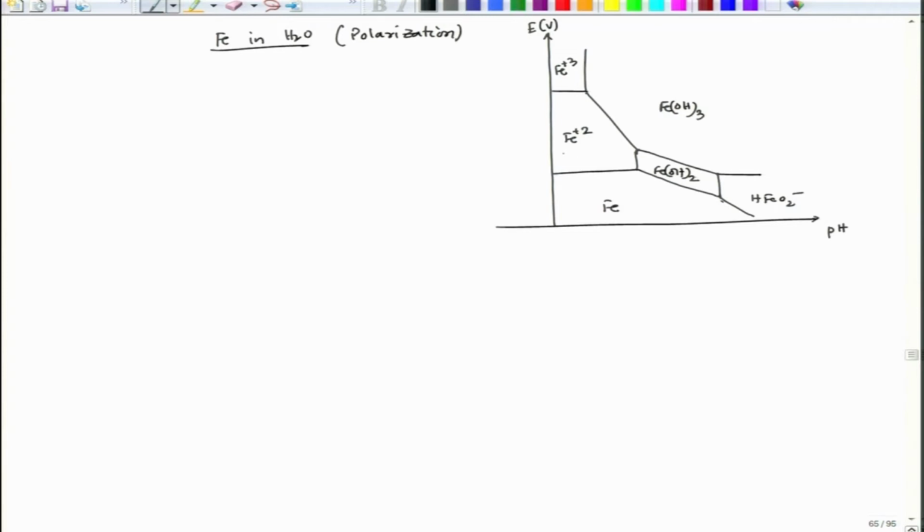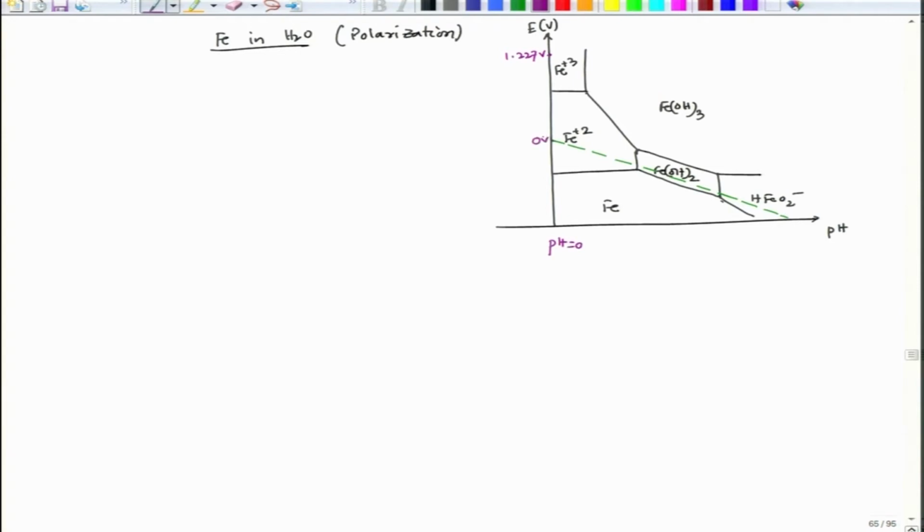So, there are two more lines. One is the hydrogen evolution line, and there is one more line which corresponds to the oxygen evolution line, which is parallel to the hydrogen evolution line. It starts, I am choosing some values, but of course it is not arbitrary, this value is 1.227 volt when pH equals 0, and the hydrogen line is at 0 volt.